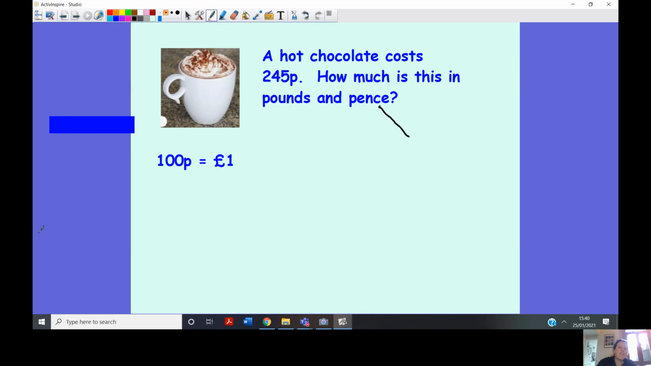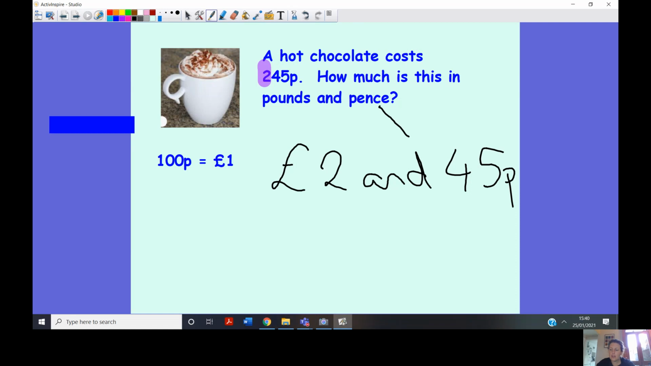So how many hundreds do I have here? I have 200. So that means I know I have 200 pence here, and I know that 200 pence is the same as £2. And how many pence? This isn't changing, 45 pence.